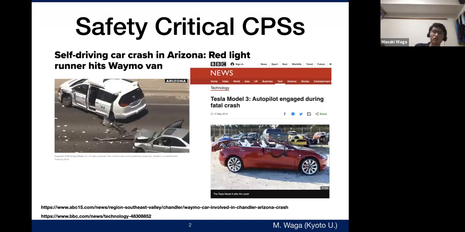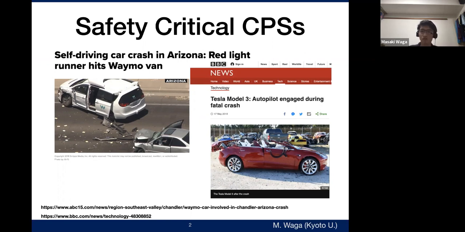It is important to assure the safety of cyber-physical systems because they are usually safety critical. For example, self-driving cars are safety critical because an issue on a self-driving car can cause a car crash, which might kill people or damage some objects. It's not limited to cars, but also airplanes, medical devices, and many other cyber-physical systems. So it is important to assure the safety of these systems, and there are many methods to do so.